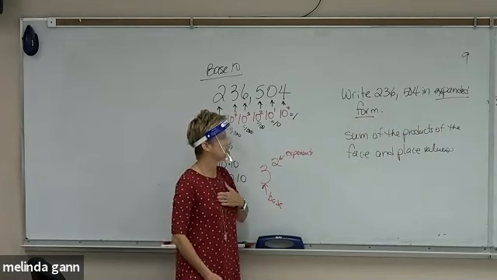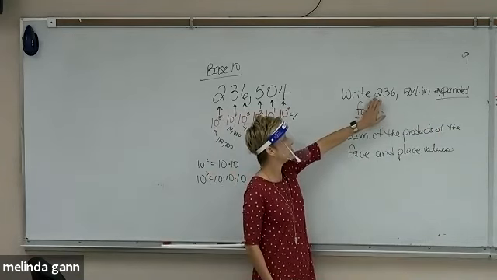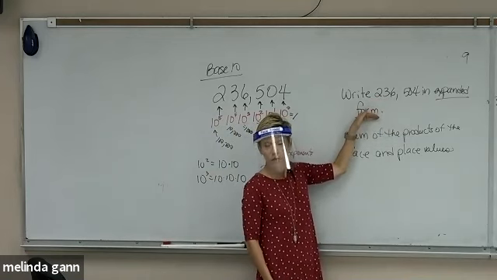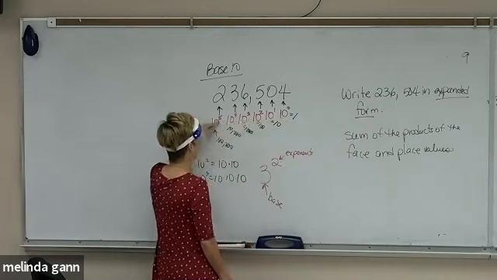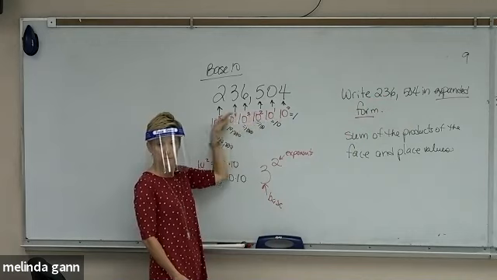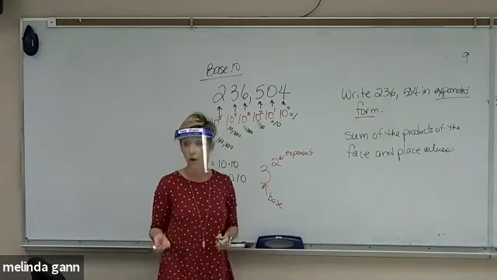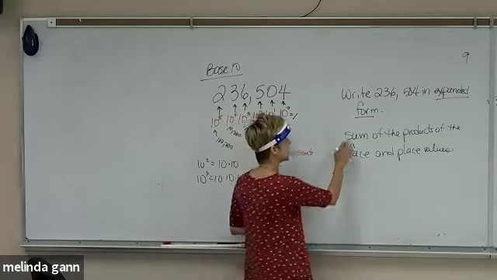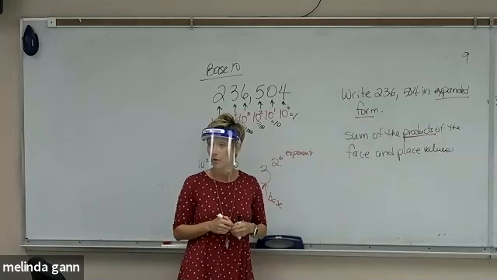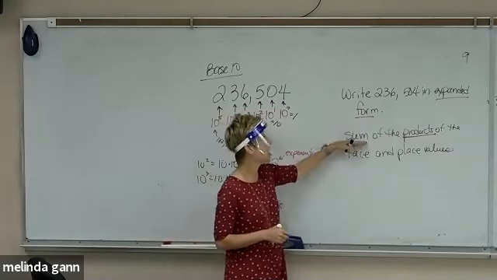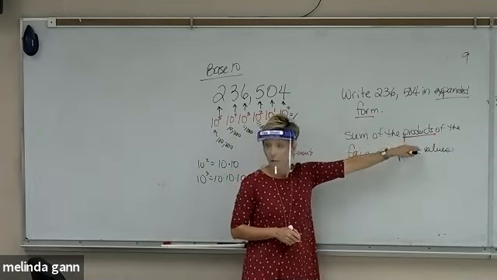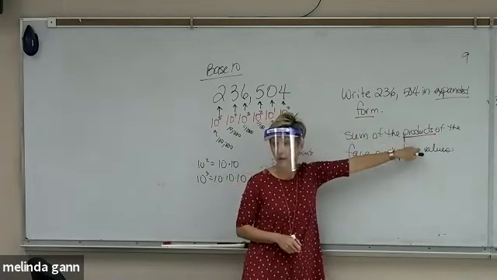So if somebody gave me this problem and said, write 236,504 in expanded form, the first thing I would do is label the places, like I've done here. Now, I've got to understand the meaning of some words. Sum of the products. What is a product? Multiplication. What is sum? It's addition. Now I want the sum of the products. Well, I can't sum something until I know what it is.